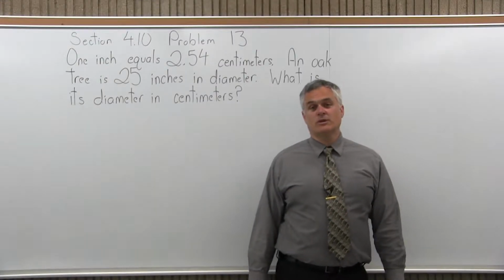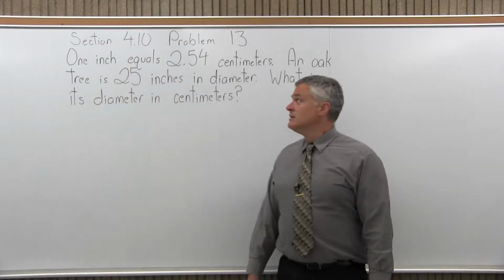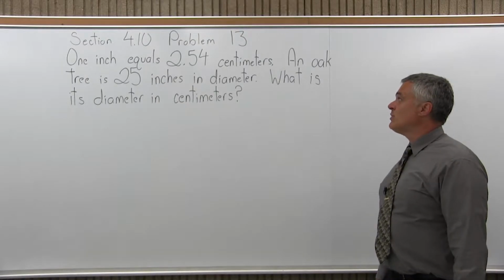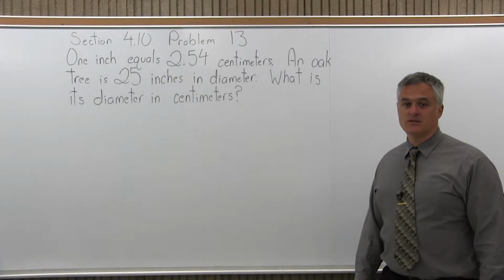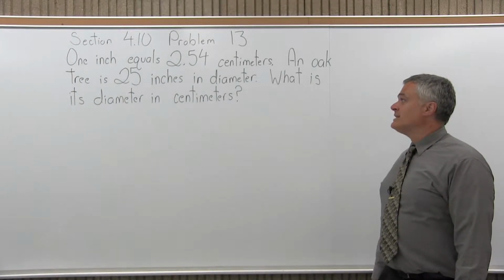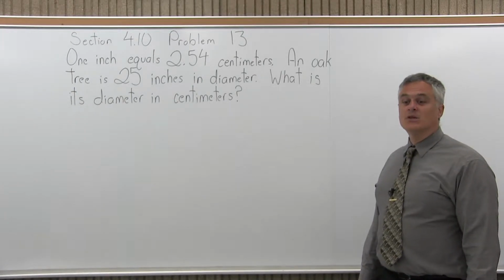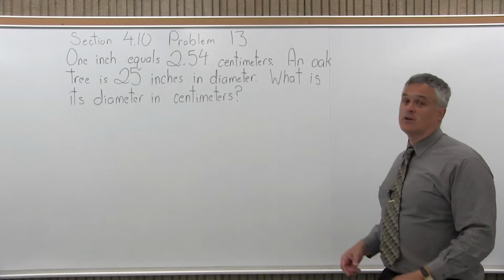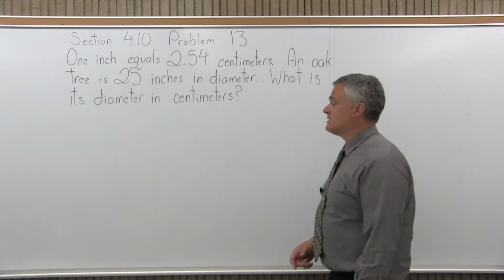This is Section 4.10, Problem 13. It says 1 inch equals 2.54 centimeters. An oak tree is 25 inches in diameter. What is its diameter in centimeters? So really what I want to do is convert that 25 inches into the equivalent number of centimeters.